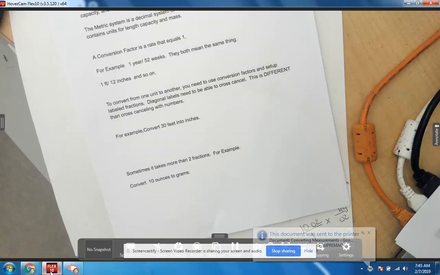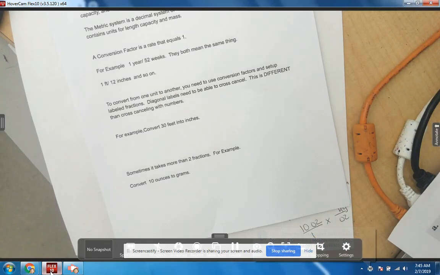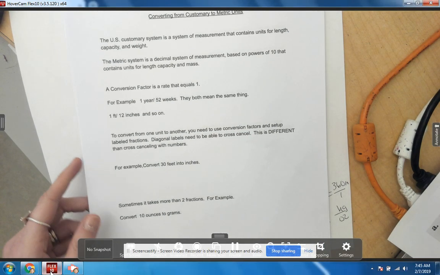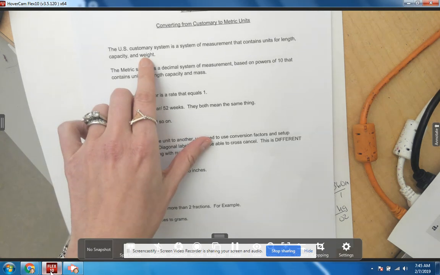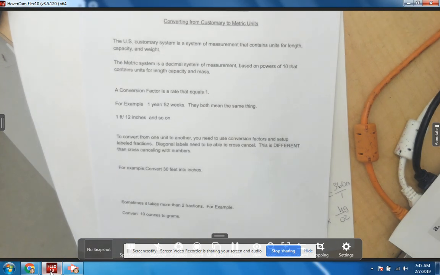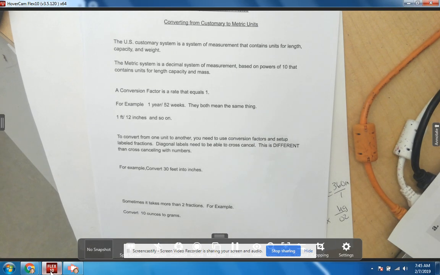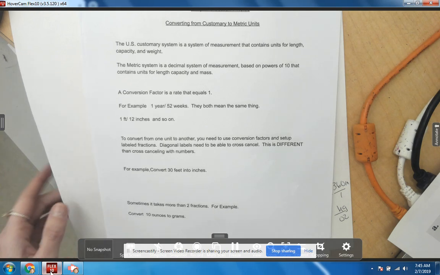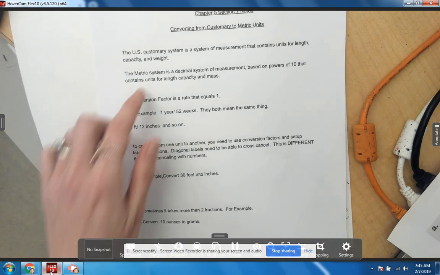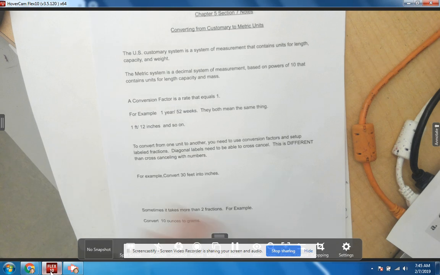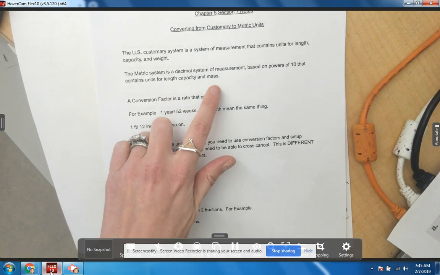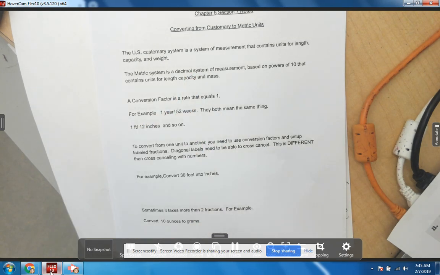So today we're going to be learning how to convert from the customary system to the metric system. The U.S. customary system is a system of measurement that contains units for length, capacity, and weight. We use miles per hour, gallons, and quarts. The rest of the world uses the metric system, which is basically the same thing. They call it length, capacity, and mass, and they use the decimal system based on powers of 10.